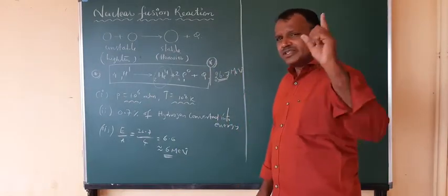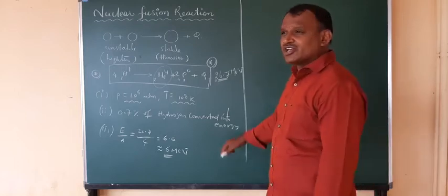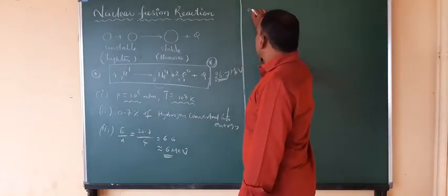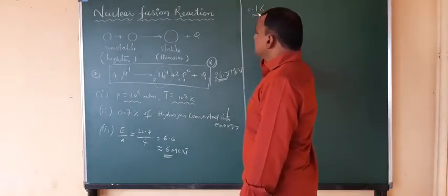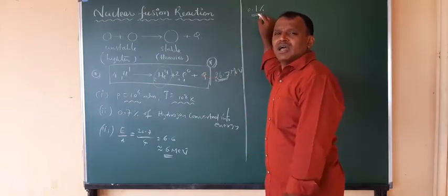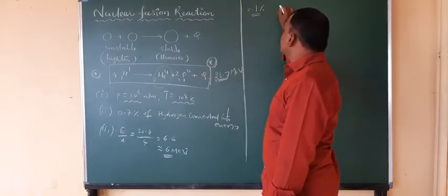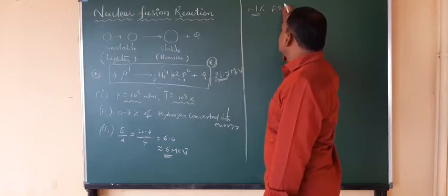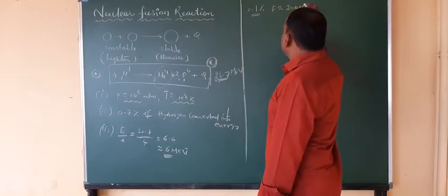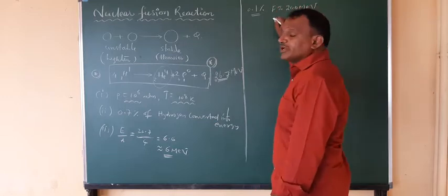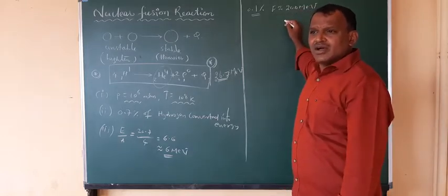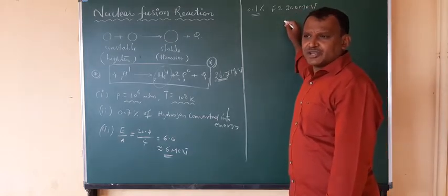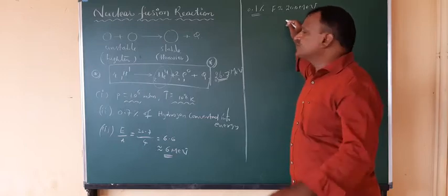But in a nuclear fission reaction, only about 0.1% of the uranium mass is converted into energy. That gives approximately 200 million electron volts of energy in a nuclear fission reaction.